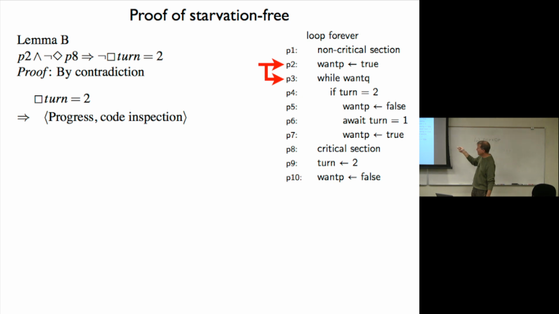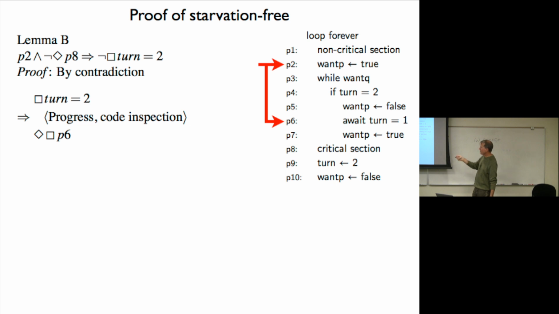Okay, so now if turn equals 2, then what happens? We're assuming that always turn equals 2, so then what will happen? We get to P5, right? And then what will happen by assignment statement? We'll get to P6, right? But then what will happen? Now we are at P6 and we are awaiting turn equals 1.